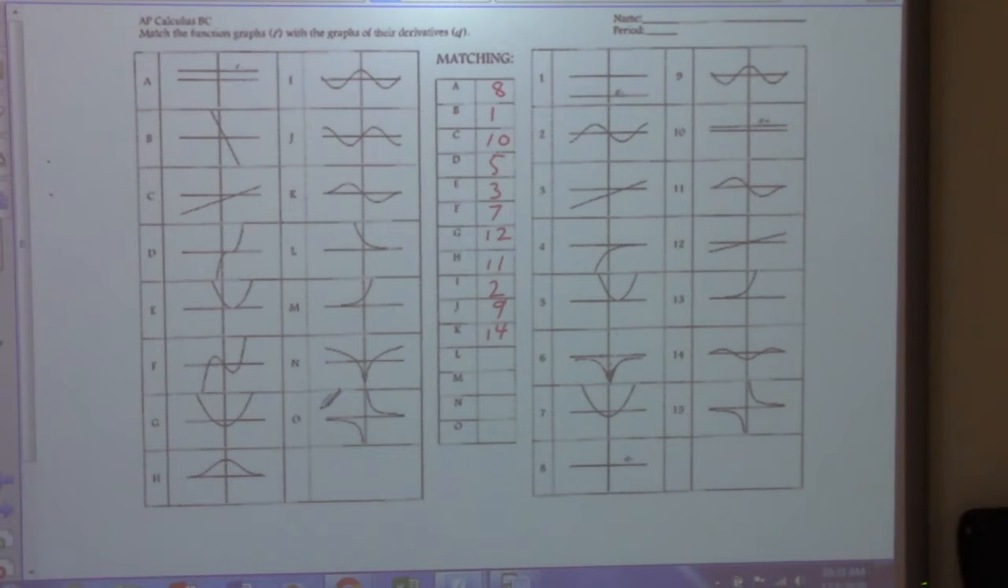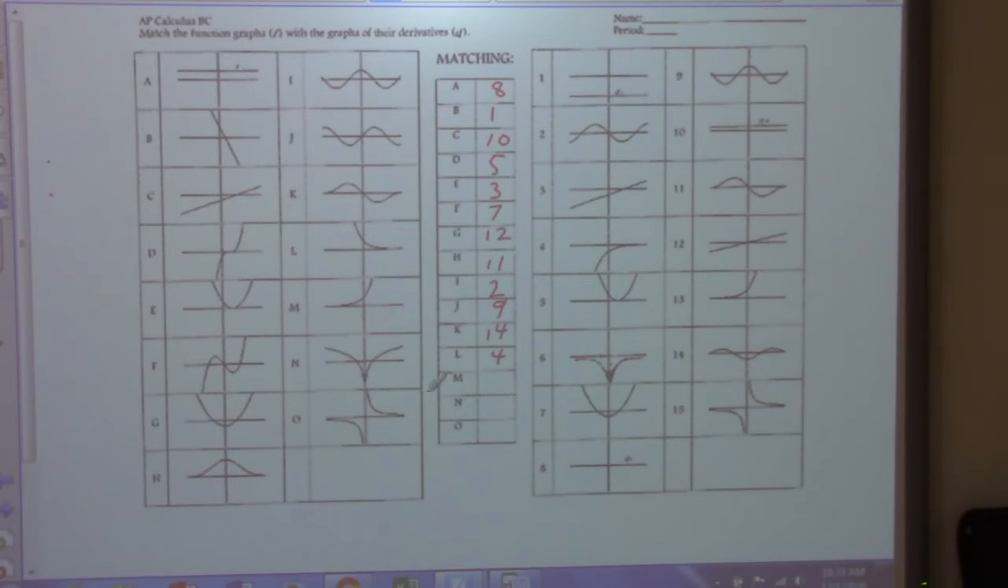I need to cross off all the ones we've already done. I'm confusing myself. 4, you think 4? Because 4 is negative, right? And approaches 0 about right here. So I'm thinking 4 looks pretty good. Yeah.